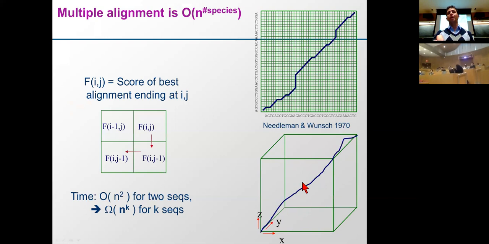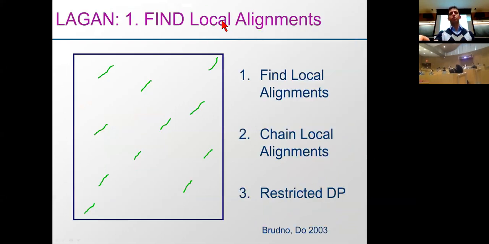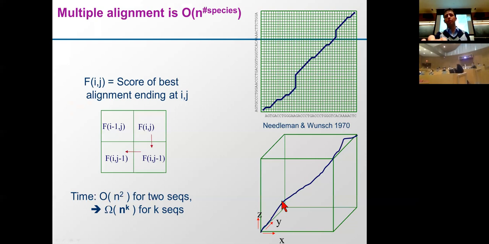Instead of a matrix, you now have a cube. And for every position, you have to look at all of the adjacent positions in that cube. As the number of species increases, this becomes very, very expensive, because it is to the power of the number of species. So the typical approach that is used is to start doing pairwise alignment, and then build a consensus of each pair and use that to align to the other pair.